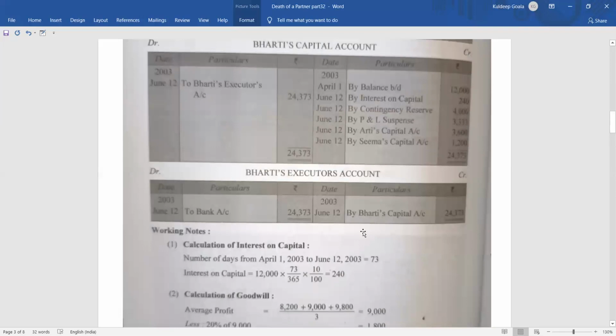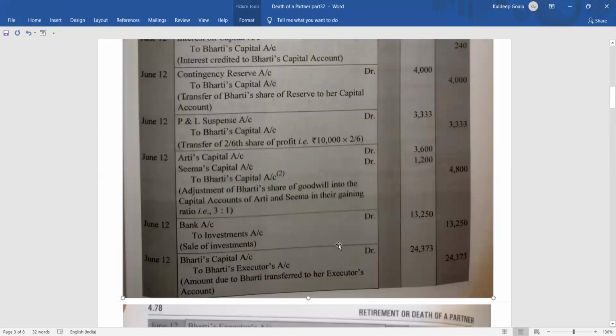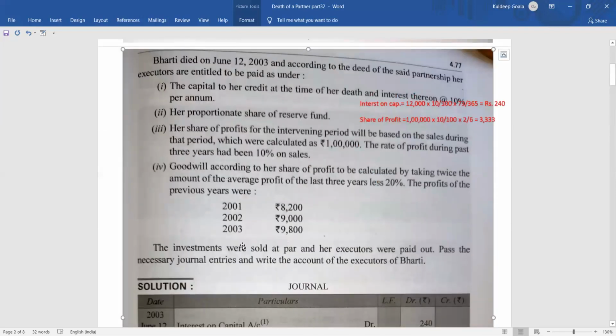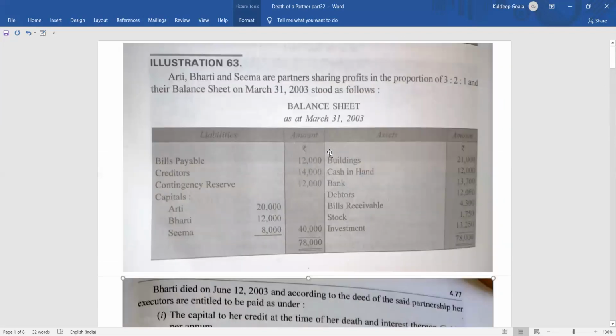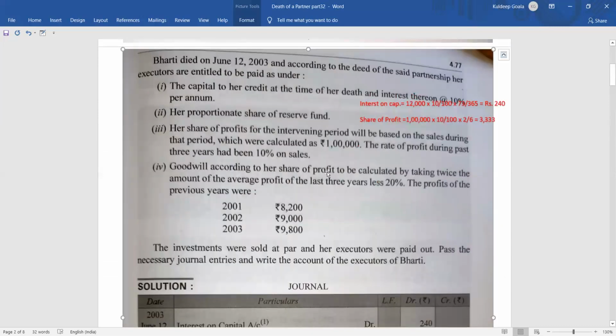Then let's move back again to the question and see what is there. The investments were sold at par and her executor was paid out. Whatever the investment value was, it was sold at par. Par means same value. What is the investment value? 13,250, right? So the investment was sold at 13,250 rupees. Clear? And after that, the executor was paid off. Now let's see the solution.